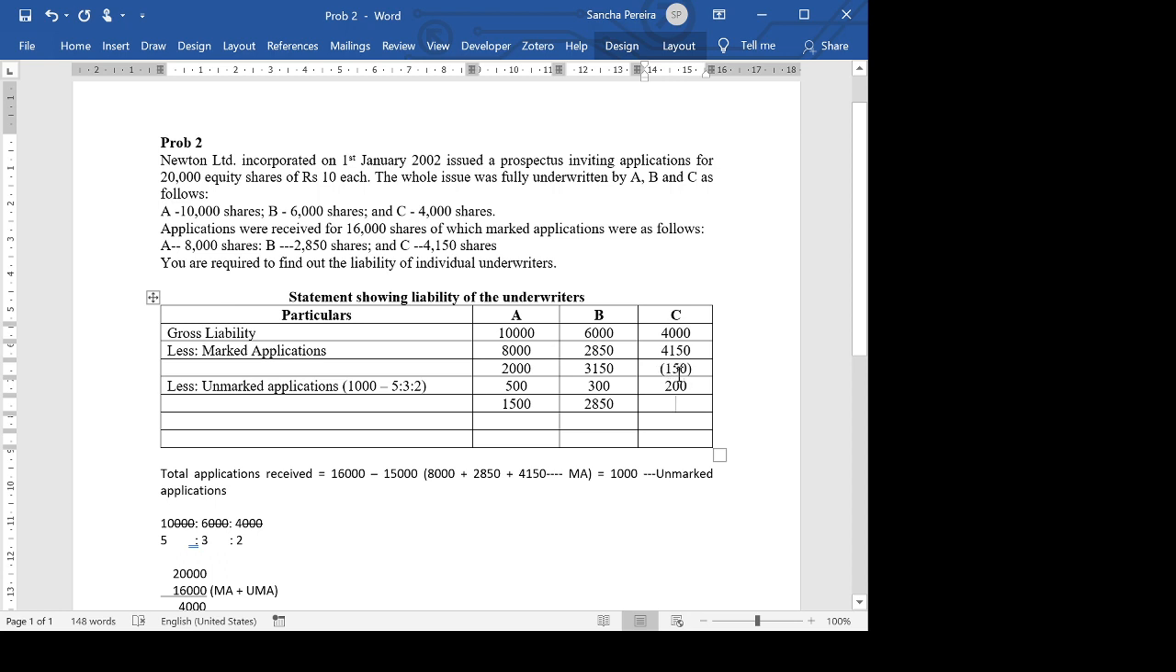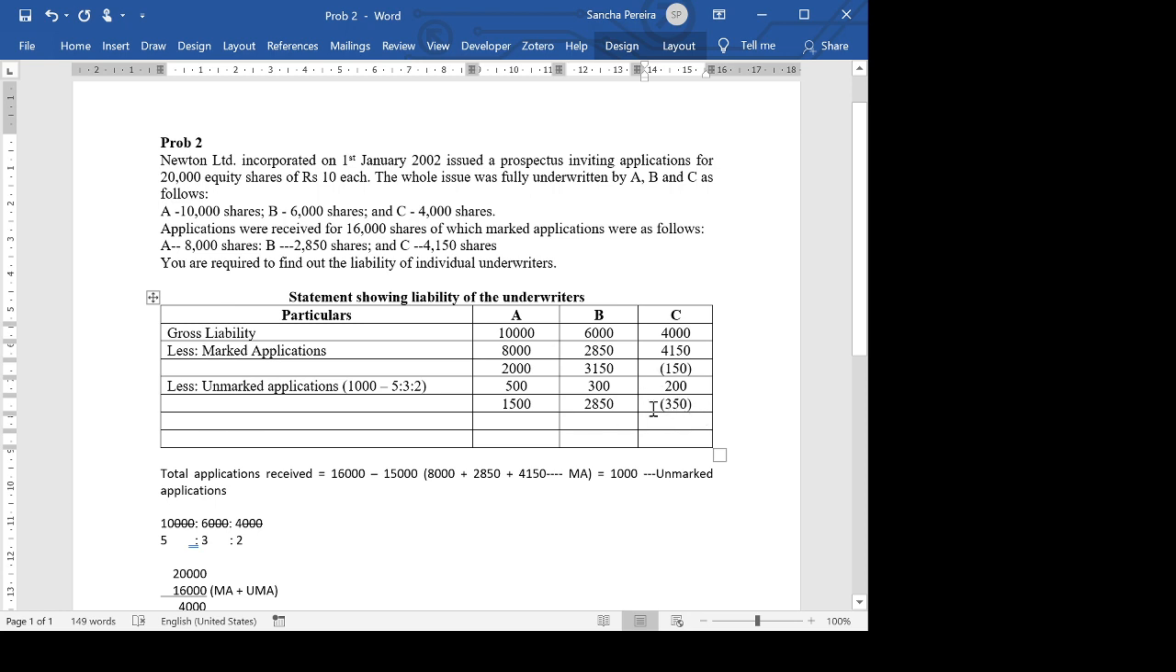And C, he already had a surplus. Okay, now please look at C's case. He already had a surplus, plus he has an additional surplus, 200 extra, which he does not need. So his surplus goes up. Why do I call it surplus? Because his liability is already done. His initial liability was 4,000, but he received 4150 in his favor. So 150 extra. Now he's received 200 more. So basically, 150 plus 200, 350 extra. So this is a surplus. It comes to 350.